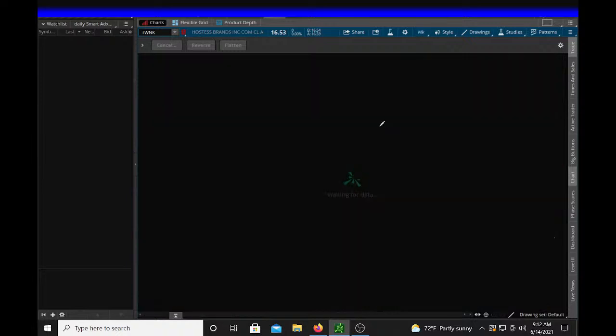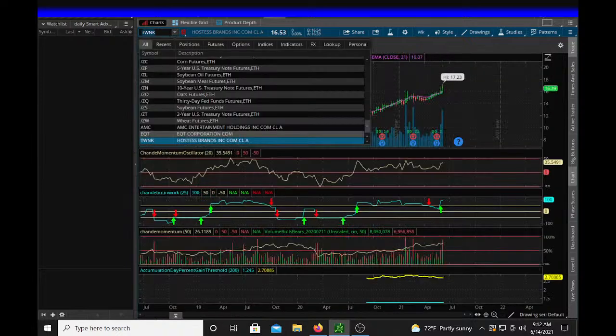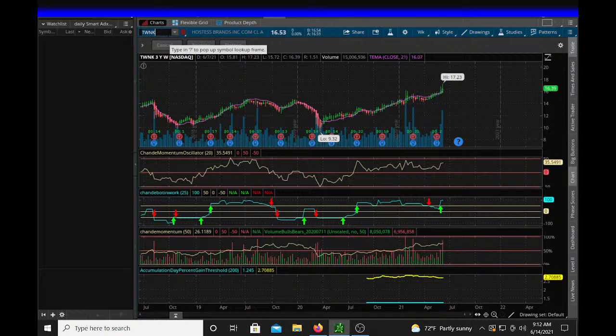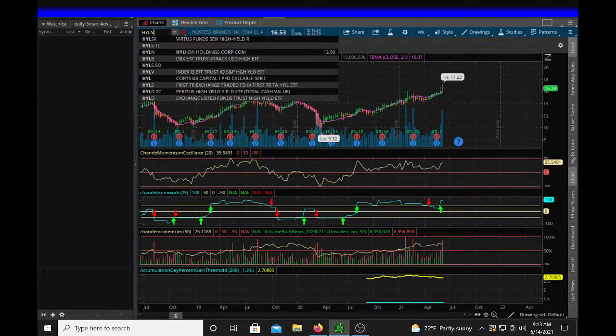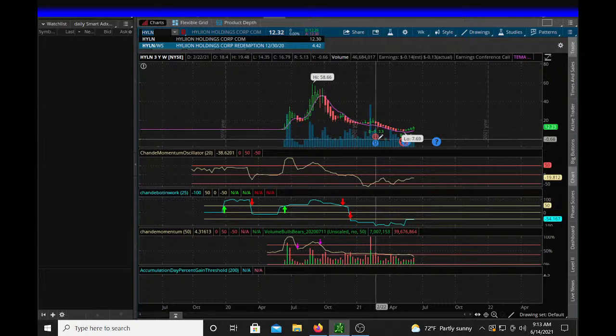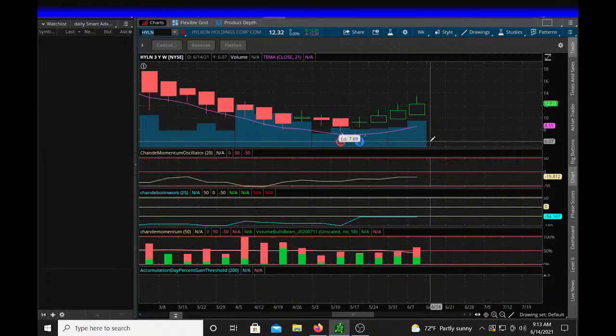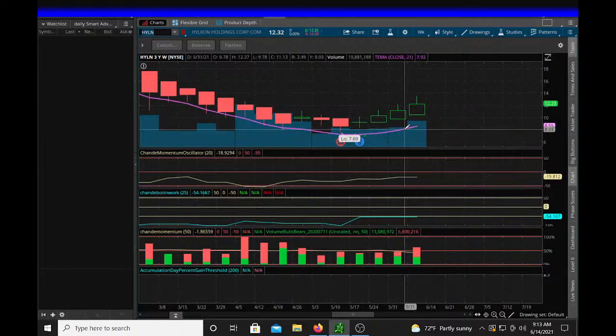Let's pull out to the weekly here. All right, now let's check out HYLN, even though I don't think there is any reason for that stock to even be moving. I don't think there's any news about it, but it looks like they did hit their low. Okay, Hyliion kind of is a little bit of a lie.